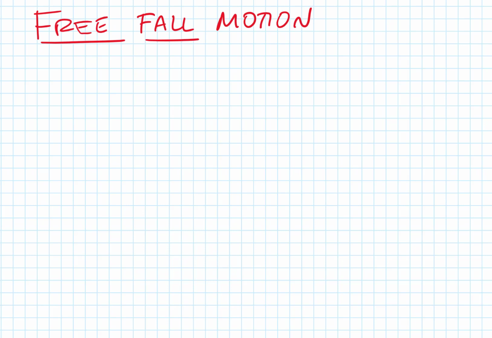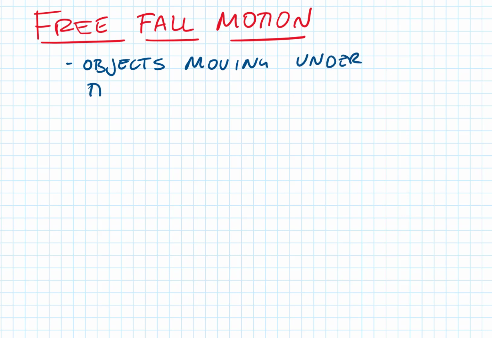All right, we're going to take some notes on freefall motion. This is the first half of what we're covering this unit. In freefall motion, what we have are objects moving under the influence of gravity only. I spelled influence wrong. That's okay.